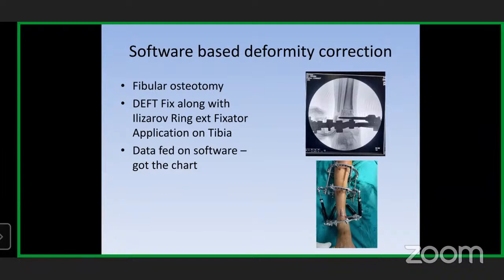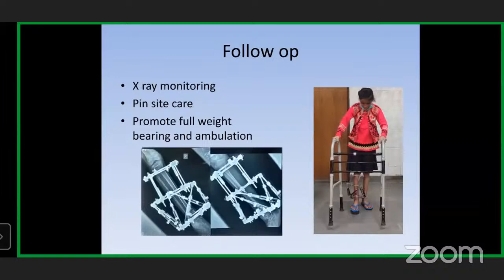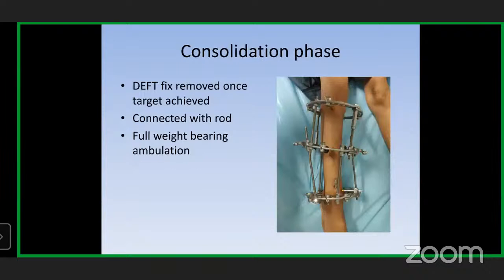During follow-up X-rays were done, and the child was motivated for full weight bearing, with or without support. For the limb length discrepancy we used a shoe raise, and gradually the shoe raise was removed. This correction took about 1 month, during which we did the lengthening and the angular correction. DefFix was removed once the correction was achieved, with a threaded rod, and full weight bearing was increased in the consolidation phase.